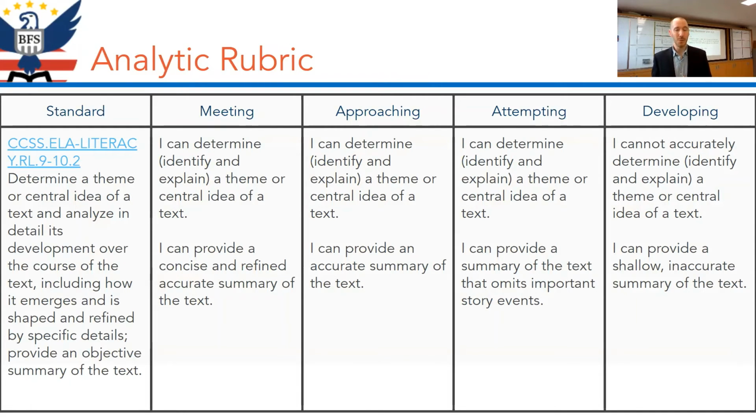So this would be an analytic rubric for a history 9th to 10th grade class. You can see that the standard is over on the left. And notice that because there are two different essential criteria in this standard, each of these proficiency levels highlights that. So take a second, pause the video, and take a look at this rubric.